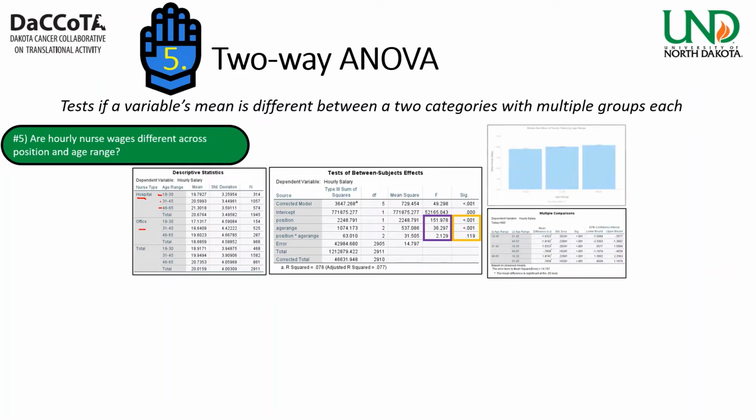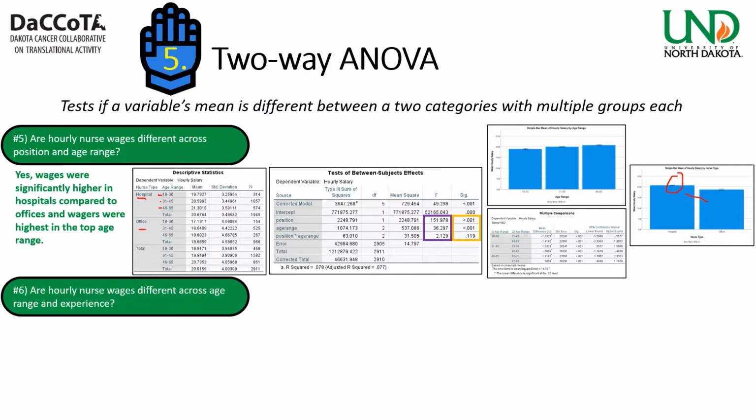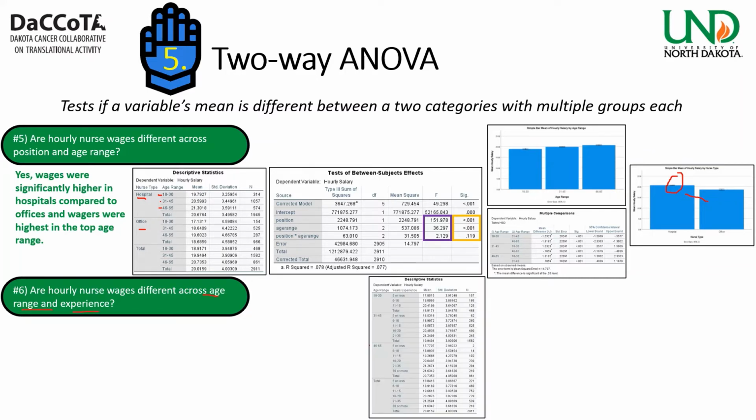So looking at multiple comparisons for both nurse type and age range, we find that wages were significantly higher in hospitals compared to offices, and wages were highest in the top age range. So the older you are, the higher you're getting paid, probably because it has to do with things like work experience. But let's actually look at that specifically. We're going to ask if wages differ across age range and specifically experience, not just age, which may be a proxy for experience. So again, we have the same three age ranges, but then the years of experience go from 5 or less, 6 to 10, 11 to 15.